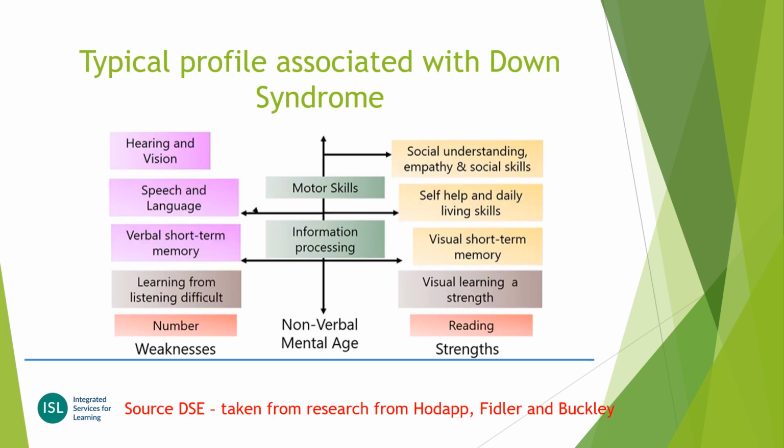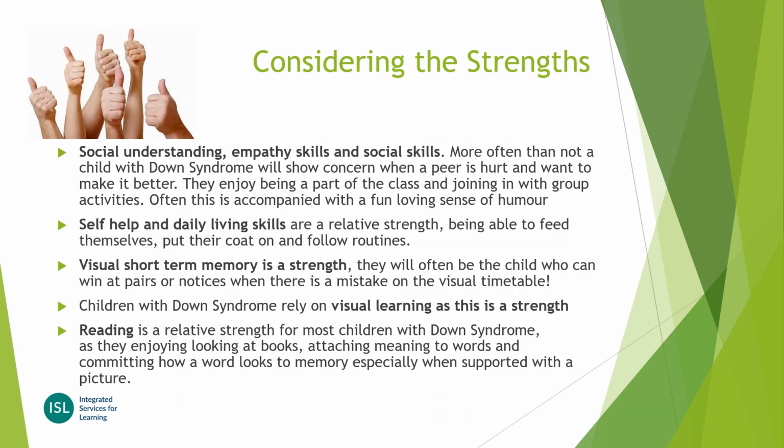This slide shows a typical profile associated with Down syndrome. It is important to note that strengths include visual memory, reading, social skills and self-help, and these should be built upon when planning for the needs of children with Down syndrome. Take some time to consider strengths as outlined on this slide. Typical strengths include social understanding, empathy skills and social skills, self-help and daily living skills, visual short-term memory, and reading.